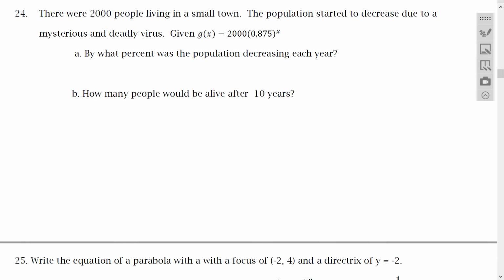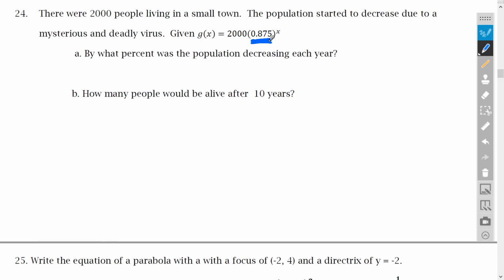There were 2,000 people living in a small town. The population started to decrease due to a mysterious and deadly virus. Here's the function. By what percent was the population decreasing by each year? Okay, so essentially the rate is going to tell me what percent it's decreasing by.